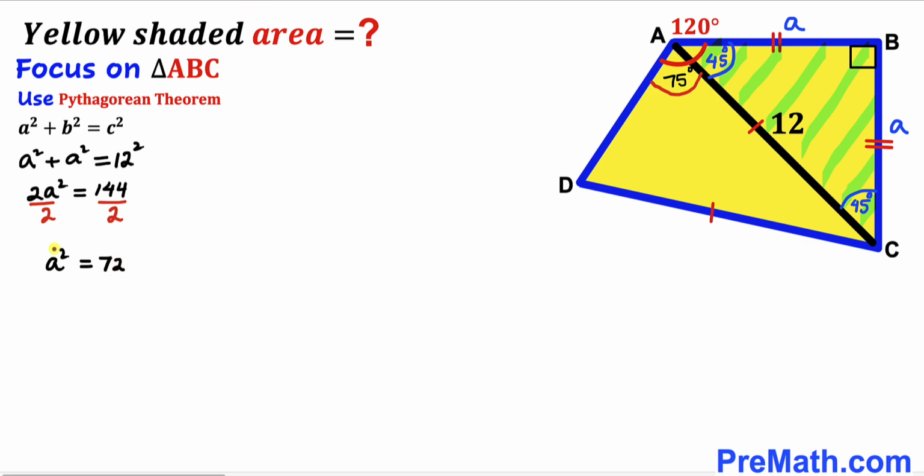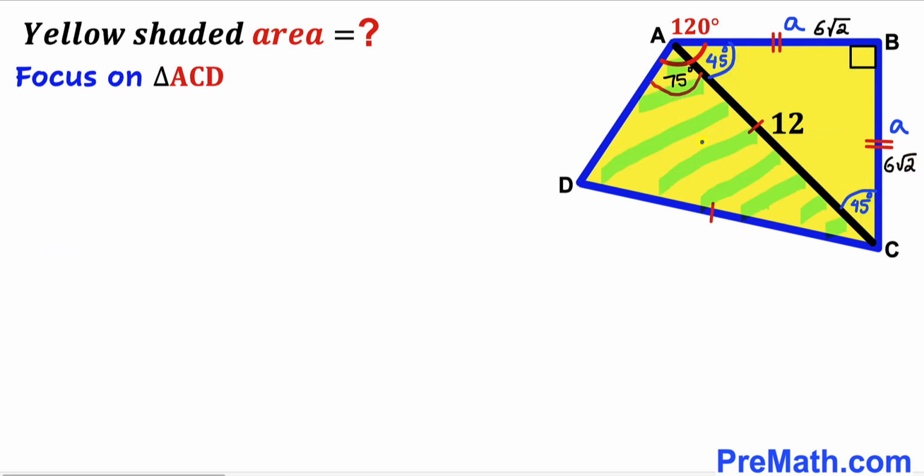Let me go ahead and undo this square by taking the square root on both sides. So our lowercase a value turns out to be 6 times the square root of 2, and likewise this side is going to be 6 times the square root of 2 as well. And now we are going to focus on this other triangle ACD as well.